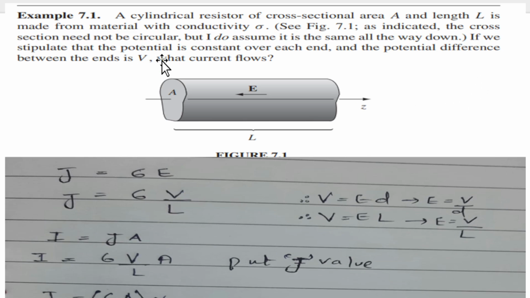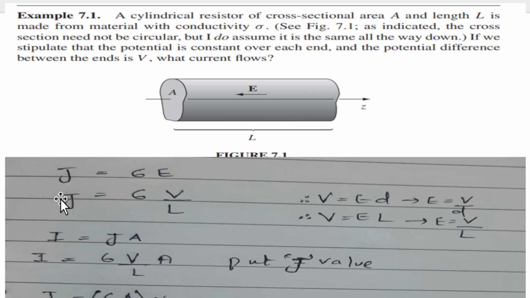So if we stimulate it, the potential should be constant over each end, and the potential difference is denoted with V. So with this constant potential V, we have to find the current that flows. This is the direction of the electric field, and we arrange this resistor along the z-axis, and this is the length of the resistor.